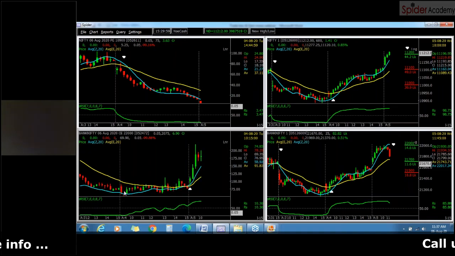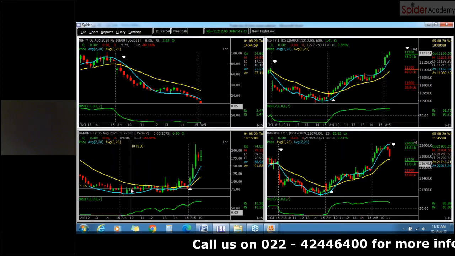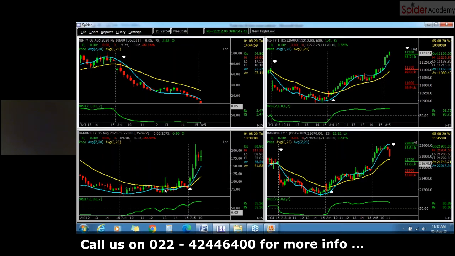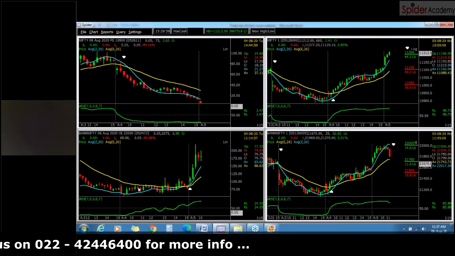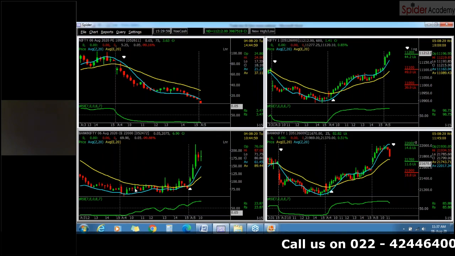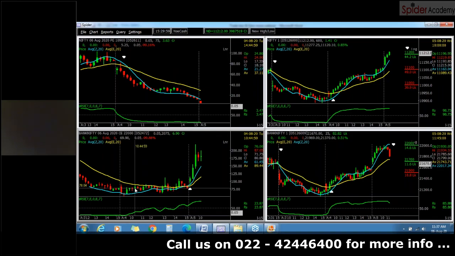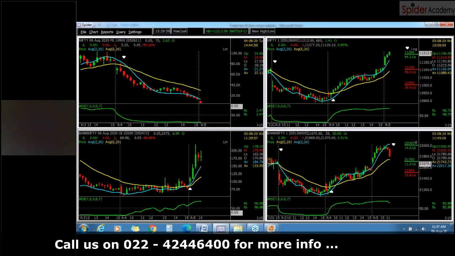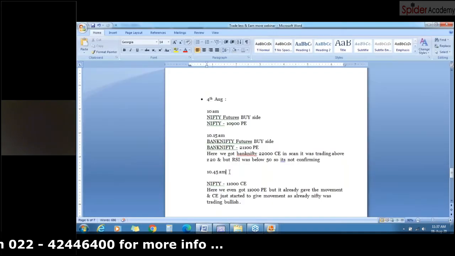It hasn't given much movement over here. Okay, so because of the NSE derivatives query, we got the strike prices, but on the charts we haven't got confirmation. But the 21,100 put performed well.